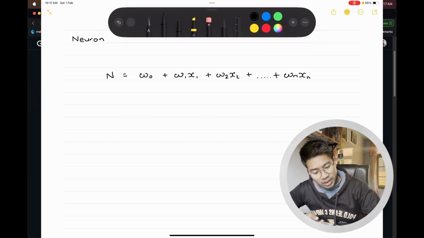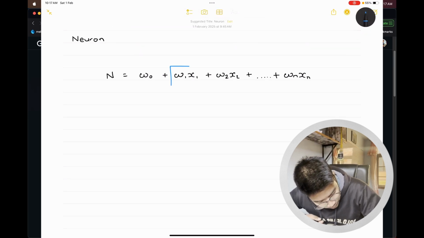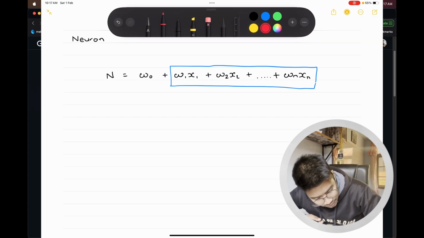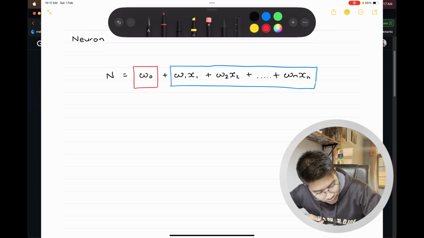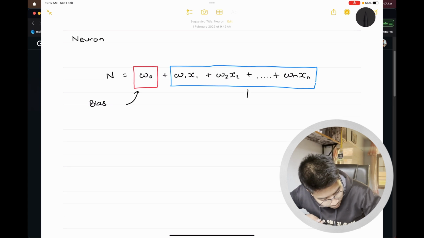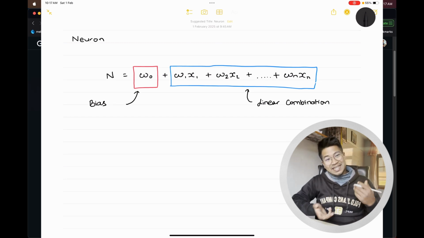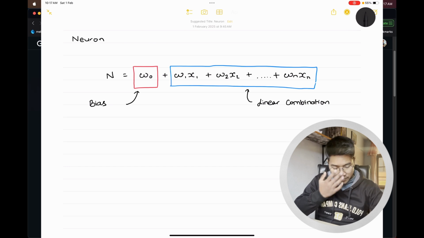This equation is composed of two parts. Let me separate that out for you. This part over here, and this small other part over here. This thing over here, we call a bias, and this thing over here, we call a linear combination. So let's first talk about this linear combination thing, okay?